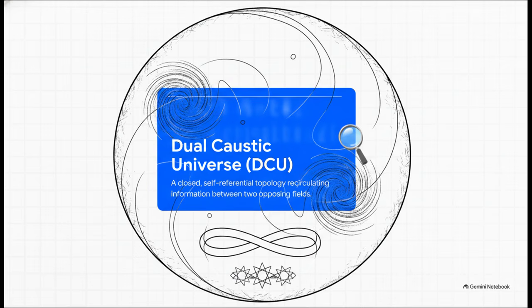The sources call this the Dual Caustic Universe, or DCU. Think of it kind of like a massive cosmic Faraday cage. It's a closed, self-referential topology where information perpetually recirculates between two opposing fields converging on a central fulcrum. Inside this space, the fleeting, local instant is completely paused, allowing the infinite eternal container to be witnessed and balanced. Nothing escapes, and nothing needs to be added from the outside.